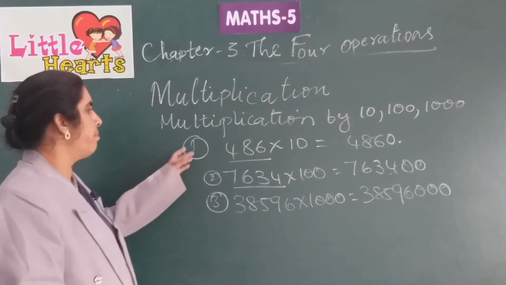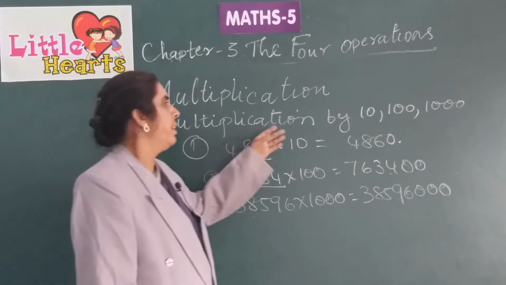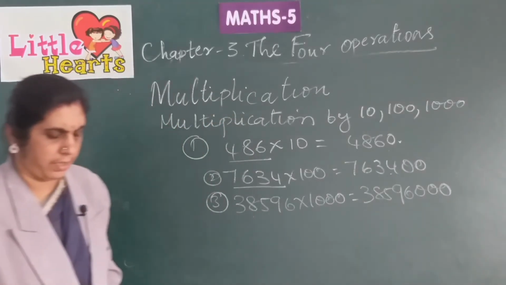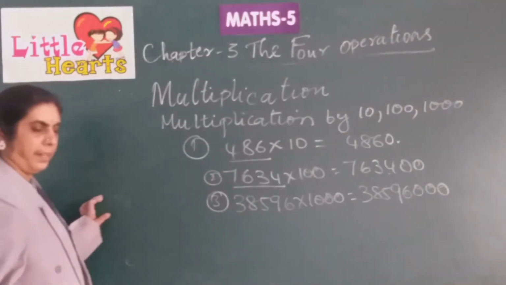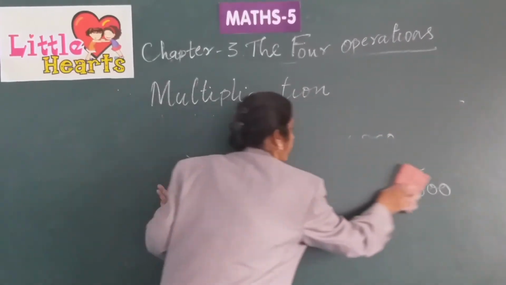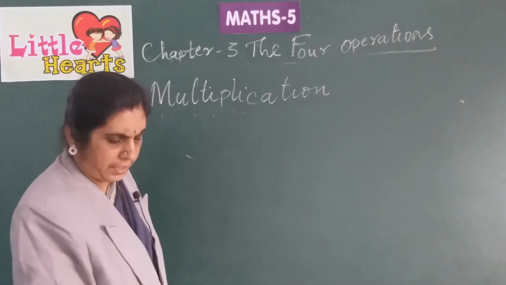So it's a very simple process of multiplication by 10, 100, 1000. And let us go with multiplication with 3-digit numbers.